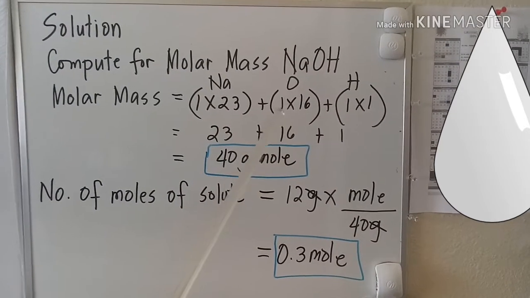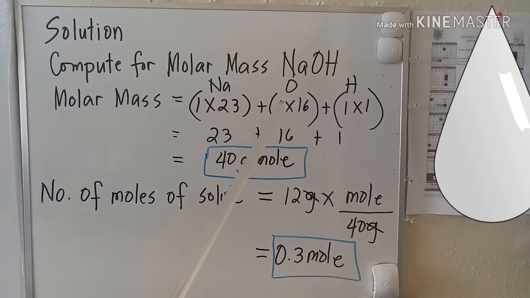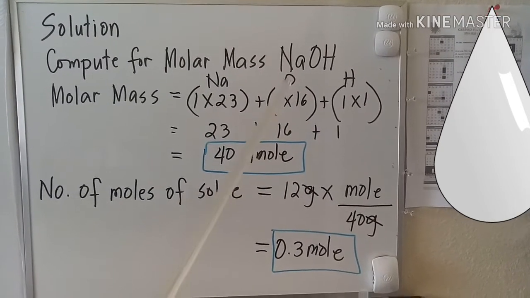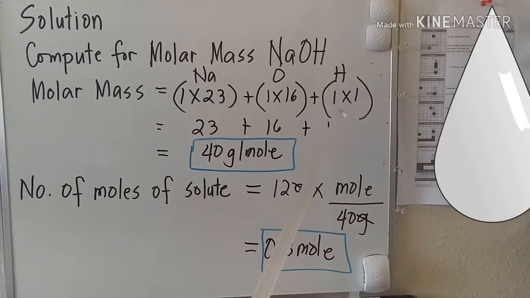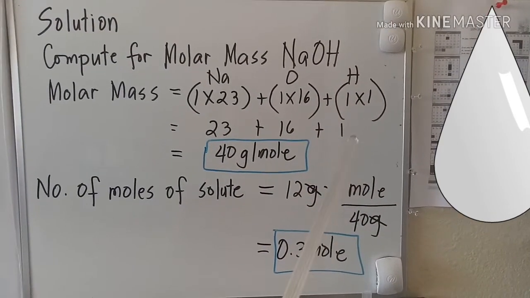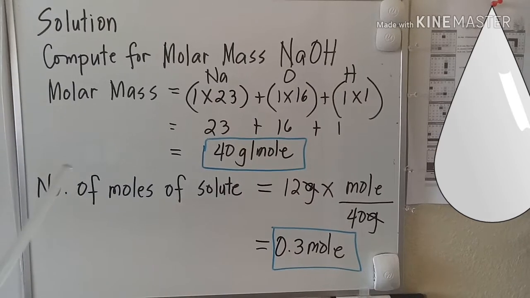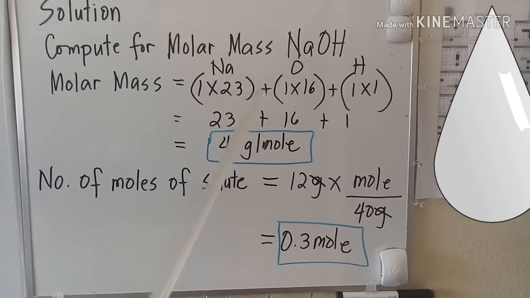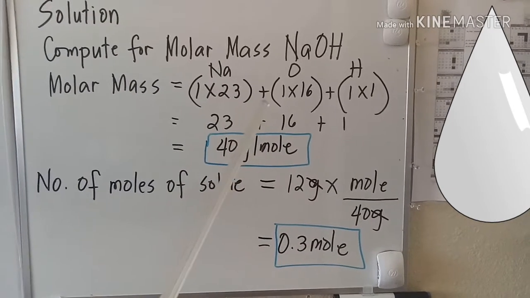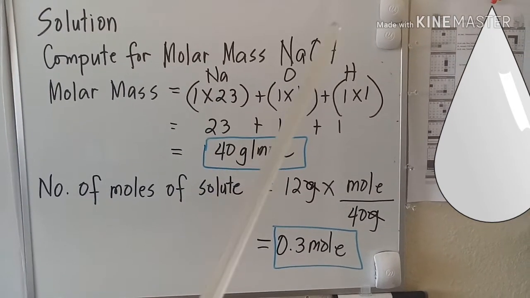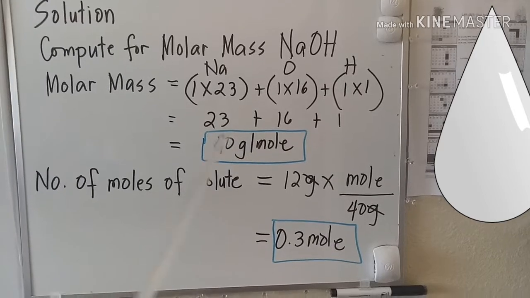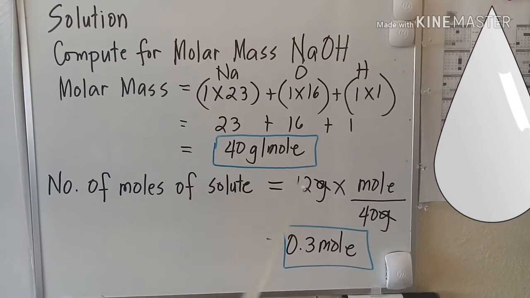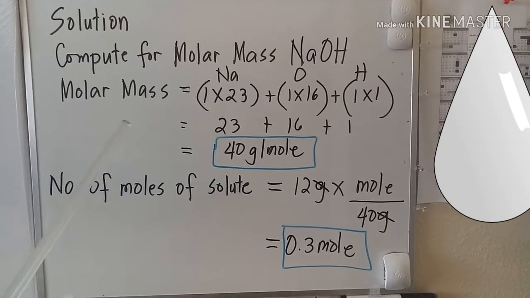And then for oxygen, we have also 1, and then we multiply that to the atomic mass of oxygen, which is 16. And then hydrogen is also 1, and multiply that to its atomic mass, which is 1. So next thing that you're going to do is get the product. 1 times 23 is 23, and then 1 times 16 is 16, and then 1 times 1 is 1. And then you add 23 plus 16 plus 1 will give you 40 grams per mole. So that is your molar mass.